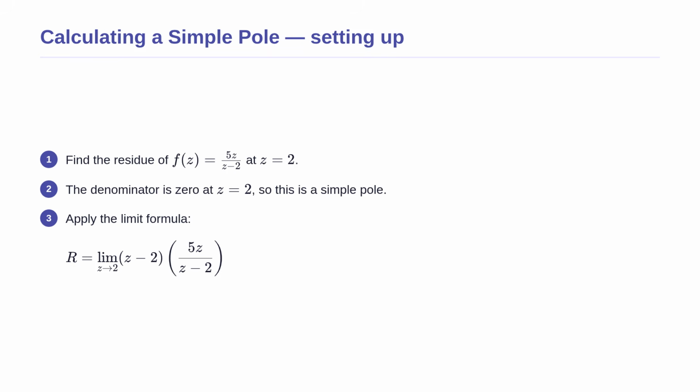We start by setting up the limit as z approaches 2, and we multiply our function by the factor z minus 2. This is the crucial step where we plug the drain, so to speak, so we can measure what is happening around it.